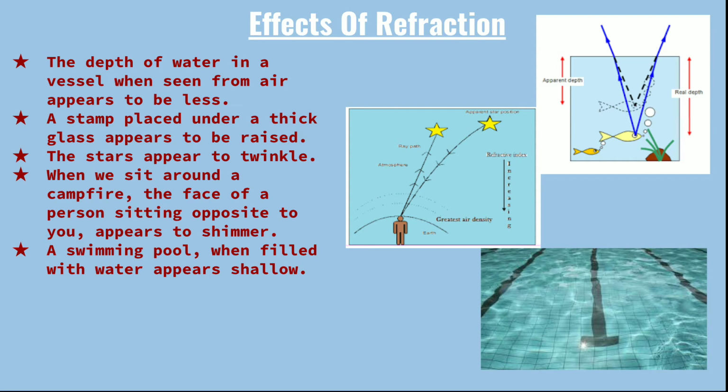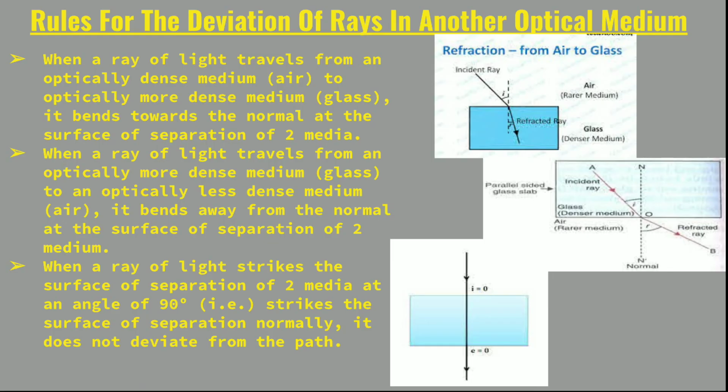When we sit around a campfire, the face of a person sitting opposite to you may appear to shimmer. Why? It is because of refraction. Even a swimming pool, when filled with water, appears to be shallow. The bottom of the swimming pool appears to be raised up, but it may be very deep. This is all because of refraction.